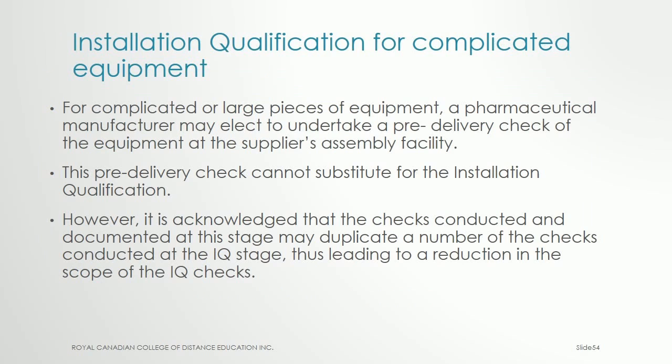For complicated or large pieces of equipment, a pharmaceutical manufacturer may elect to undertake a pre-delivery check of the equipment at the supplier's assembly facility. This pre-delivery check cannot substitute for the installation qualification. However, it is acknowledged that the checks conducted and documented at this stage may duplicate a number of the checks conducted at the IQ stage, thus leading to a reduction in the scope of the IQ checks.